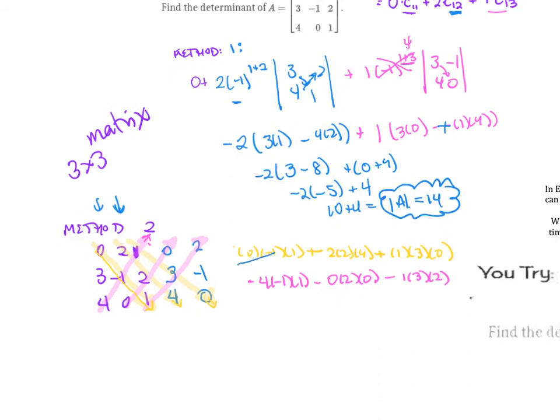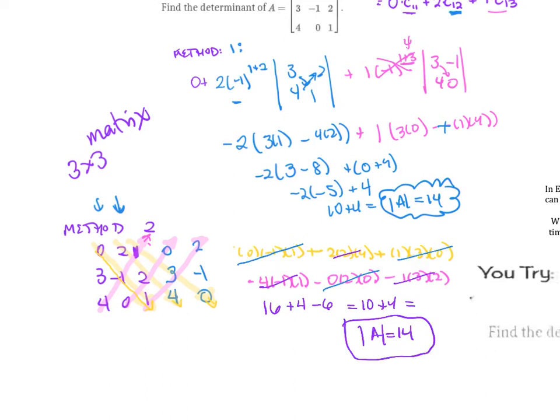So let's finish this out. I'm going to cross out my zeros just so I don't accidentally add or subtract those incorrectly. So anything with a 0 goes away. So let's finish it out. 2 times 2 is 4, 4 times 4 is 16. Negative 4 times negative 1 is a positive 4. Then we have a negative 3 times 2, which is a negative 6. So 16 minus 6 is 10 plus 4. And notice my determinant is 14.